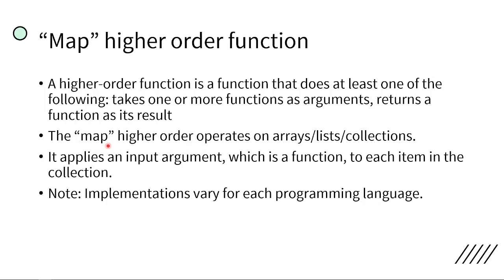The map higher order function operates on arrays or lists or collections. So it applies an input argument, which is a function, to each item in the collection. Just a simple note, the implementation may vary for each programming language. The map higher order function takes in a function as an argument and applies that function to each item in an array or a list or a collection.